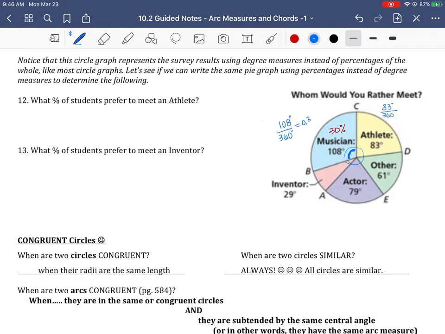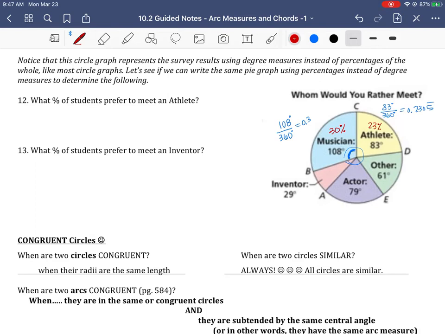So if this one is 83, I would take 83 degrees and divide that by 360 degrees. Again, we're using 360 degrees because that's the total. So 83 out of 360 degrees. When you divide that, you end up getting 0.23. I'll write this out. 0.2305, and then 5 goes on forever. So if we were approximating that, we would say about 23% would go here. Maybe I'll write that in red so it looks like the other ones. So 23% of them wanted to meet an athlete.